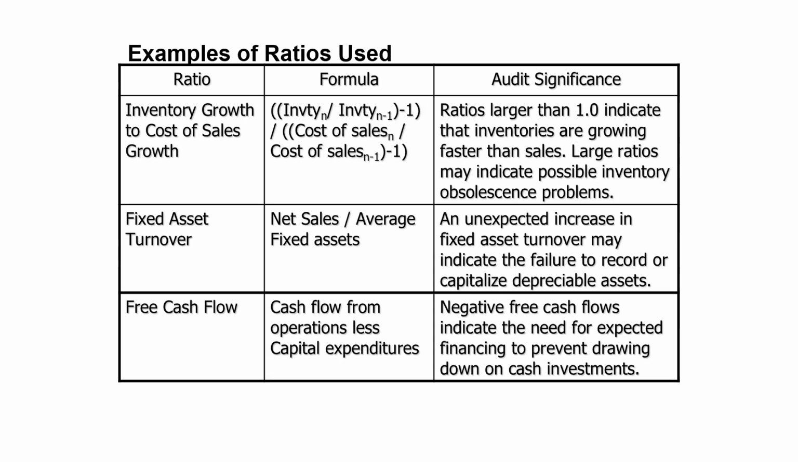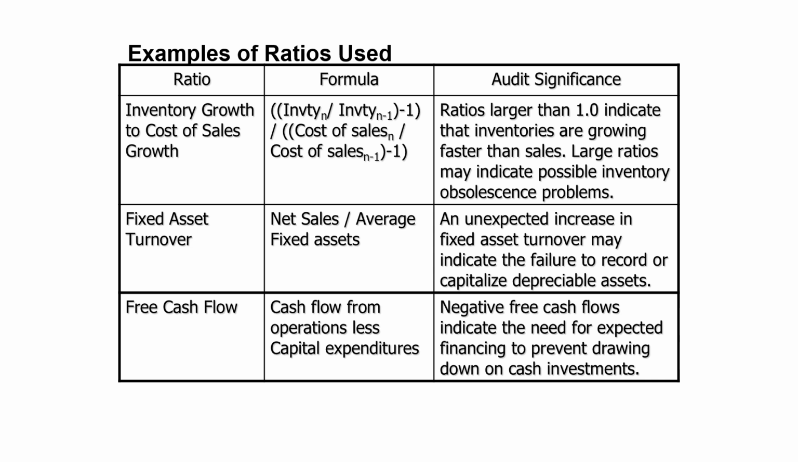Another is inventory growth to cost of sales growth. So if we find ratios larger than one, it may indicate that inventories are growing faster than sales. The business is amassing more inventories than they can sell, right? Large ratios may also indicate possible inventory obsolescence problems because it would seem like the company is not able to sell their inventories as quickly as we would have expected.